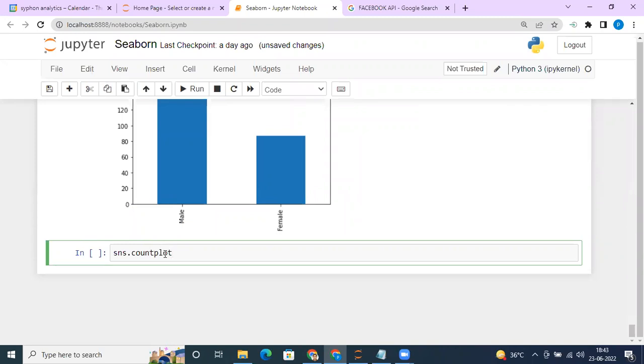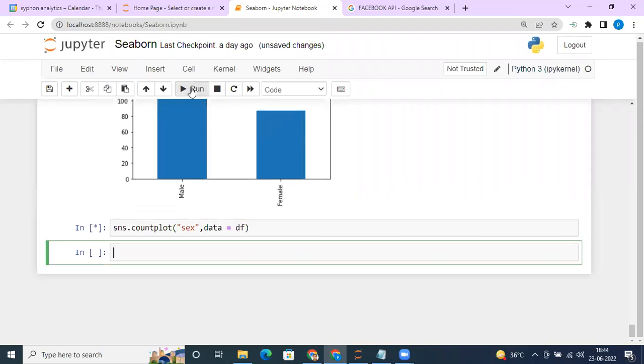Okay, I want to display the count of different categories in a particular column. So I mention sns.countplot. Which column do you want to see? Suppose the same column, so you mention the sex column. From where are you picking the sex column? My data should be my data frame name. What is my data frame name? df. Let me execute this.